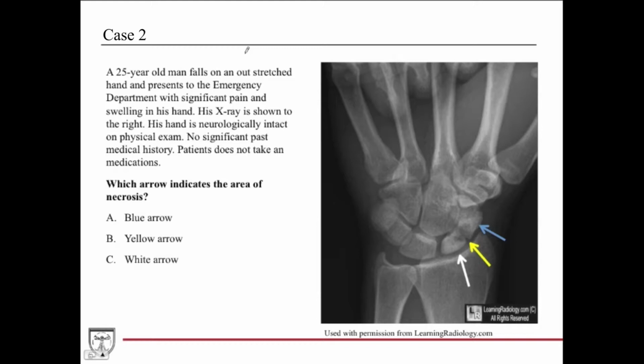So it's a good one to go through. This is a good x-ray you should be familiar with. And so we'll walk you through how to identify the injury in this radiograph. So let's go through the case.